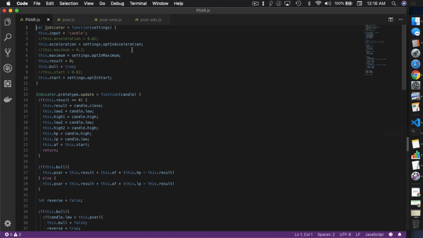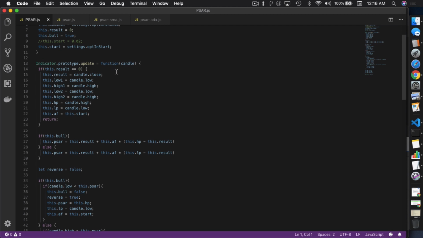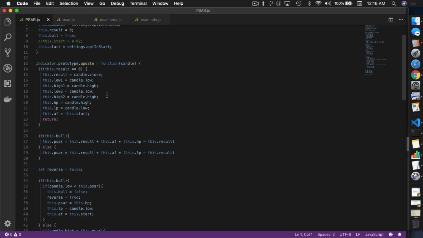So in the indicator, you have, again, just the different fields that are needed, and the different fields that get updated from the candle and have all those things populated: the candle close, the low, the high, the low one, the high one, the low two, and the high two. So that's what it needs to actually calculate the parabolic SAR. And there's actually a positive parabolic SAR and a negative parabolic SAR. Positive is when it's above the price, and negative when it's below the price.